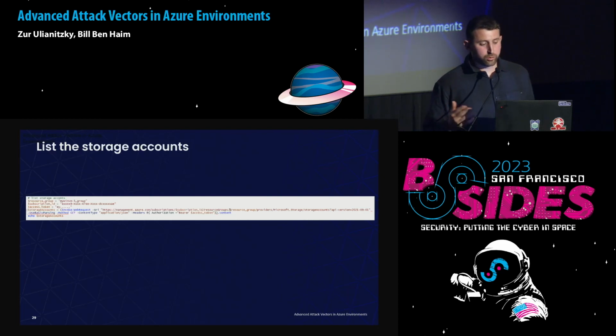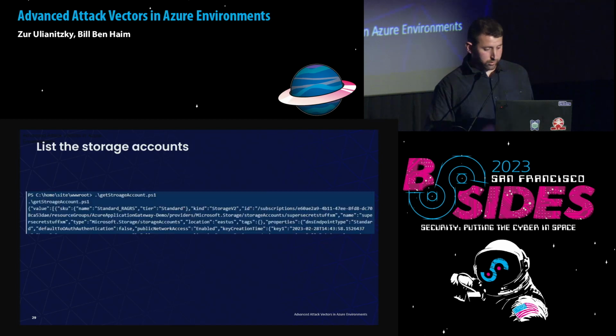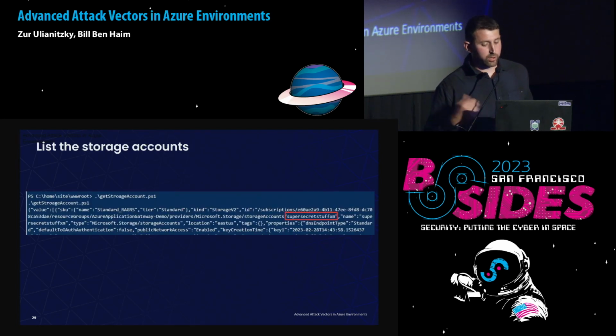The next thing that we want to do is create another PowerShell script in order to do some more reconnaissance. We will start by listing if there are any storage accounts in the environment. Within a storage account, you usually store some containers and blobs, which is the equivalent of the S3 bucket that I'm sure everyone here is familiar with. This can be done by sending the following GET request to the storage account endpoint. As a result, we can see that there is a storage account in place named super secret stuff XM.